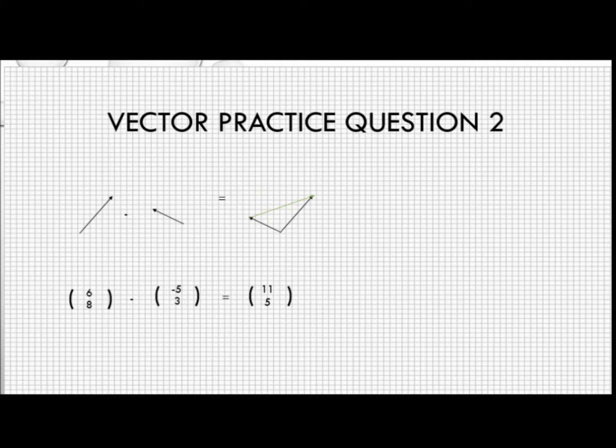In column form or component form, whichever way you want to call it, 6 minus negative 5, when you subtract a negative, that's the same as adding. So 6 minus negative 5 is the same as 6 plus 5, which is 11. And 8 minus 3 is 5.